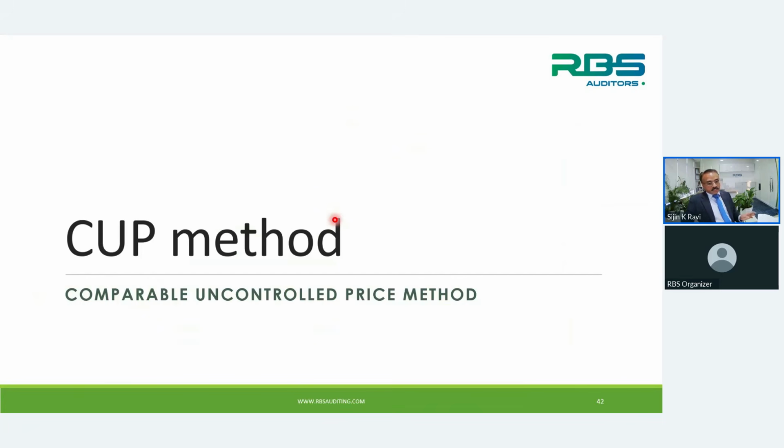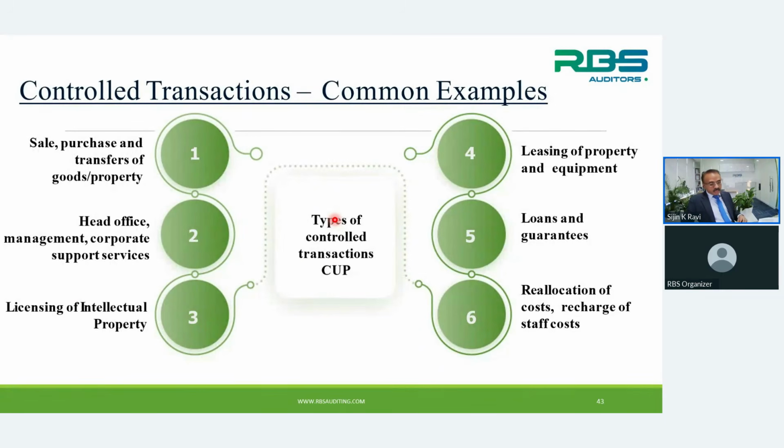First is the CUP method, the comparable uncontrolled price method. It applies to sale, purchase and transfer of goods or property, and head office or management fee, where you are allocating a management fee to different entities. Then licensing of intellectual property, licensing of property and equipment, and loans or guarantees. If you are giving a loan to another related party, then you can use the CUP method.